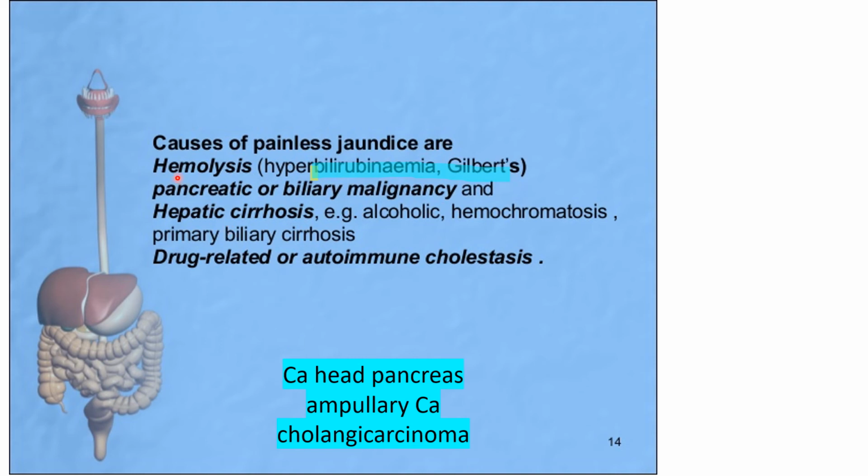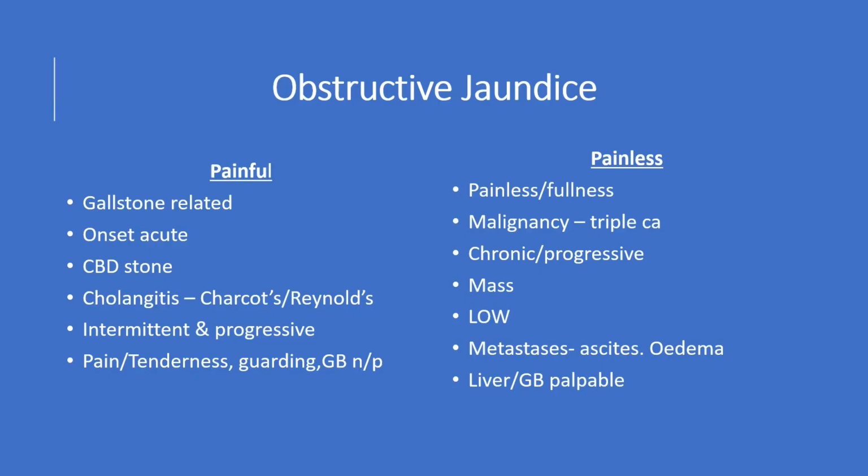Other causes of painless jaundice can be hemolysis, hyperbilirubinemia, hepatic cirrhosis, so chronic cirrhosis, a chronic condition, so there's not much pain, and drug-related or autoimmune cholestasis. Okay, classifying into painful and painless obstructive jaundice.